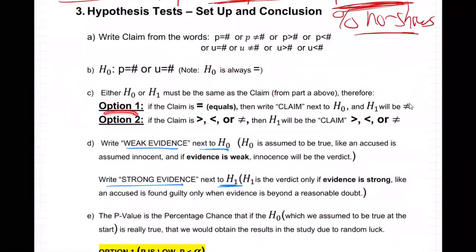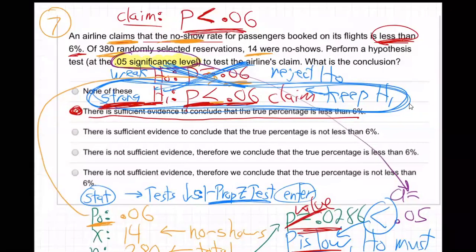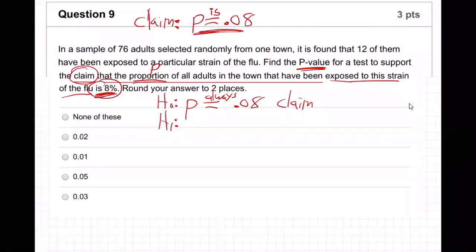Okay, option 1. If the claim is equals, that was our case, right? Our claim was 0.08 equals. Then write claim next to H0, right? And H1 will be not equals. Here we go. Those exam notes have everything you need. Well, not everything, but they have a lot of what you need. So H1 is not equals.